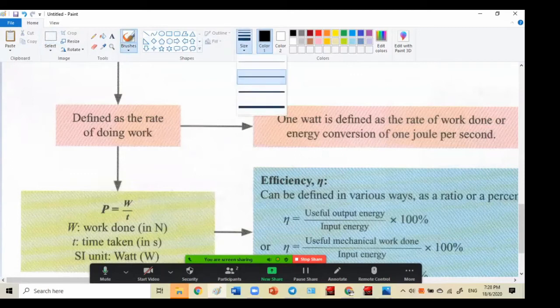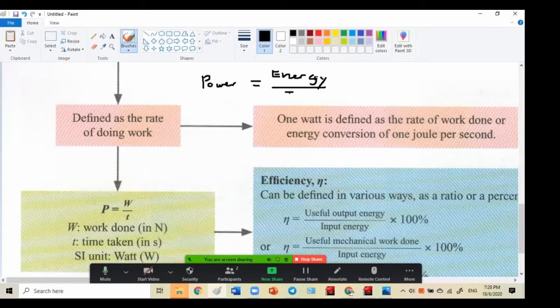I better write for you. Power is equal to energy used up divided by time. Very important. Energy is in joules, time is in seconds. Power measurement is in watts. The SI unit of power is the watt, W-A-T-T.